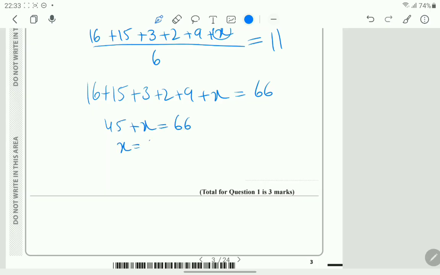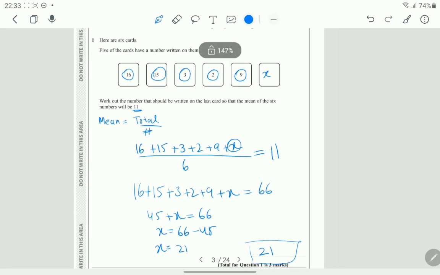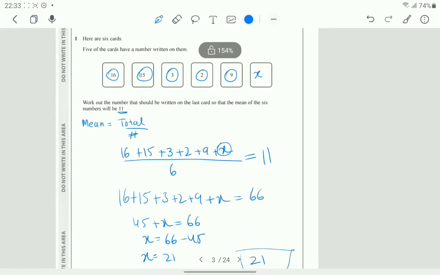Subtracting 45 from both sides, we get x equals 21. You write your final answer in this box on this line. As an overview, the question gave us the mean and we needed to find the value of x that would give the mean 11, so we put it in the formula and we got our answer.